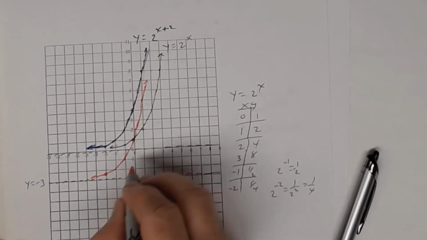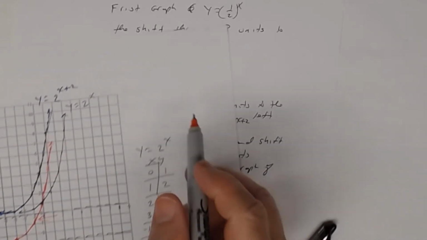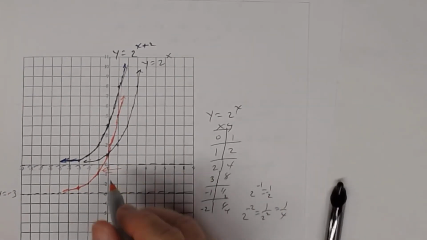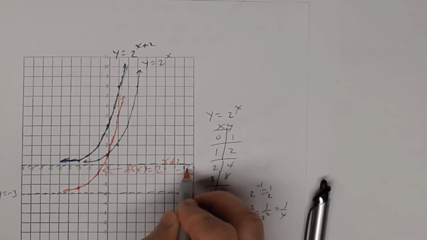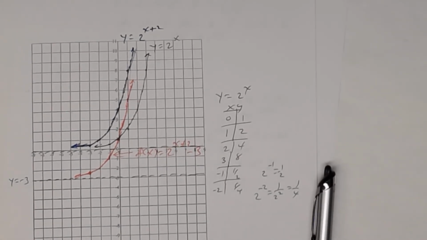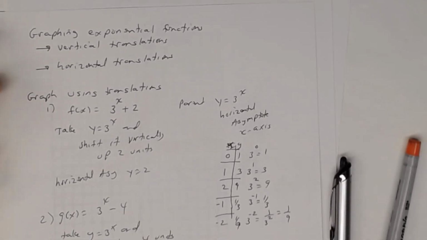All right, so the orange is your final graph. So you're going to say f of x equals 2 to the x plus 2 minus 3. And that's it. So that is how you're going to graph exponential functions using vertical translations and horizontal translations.